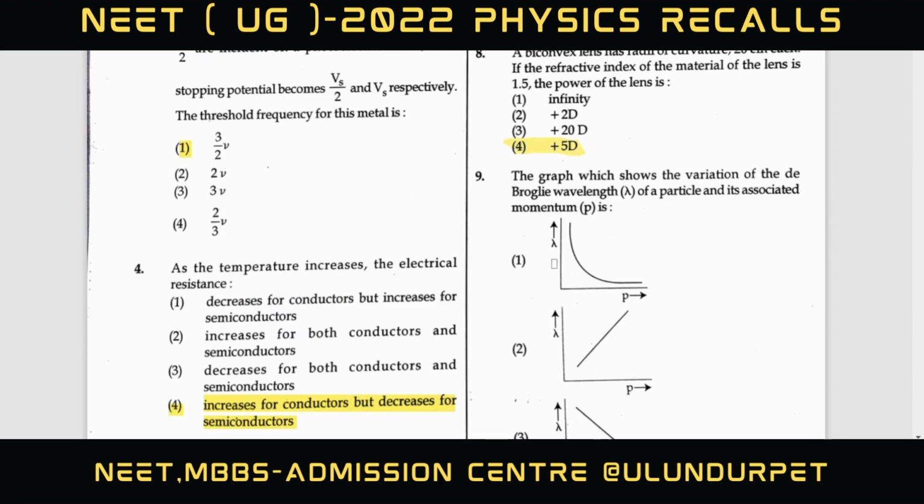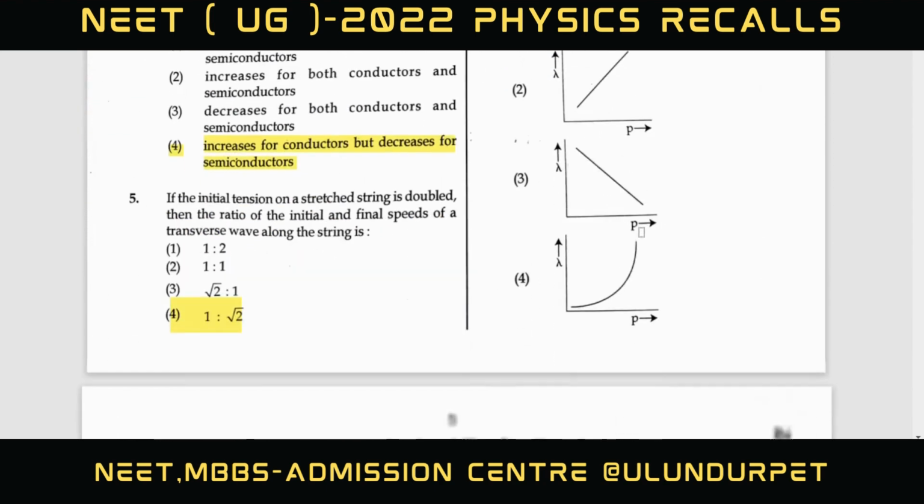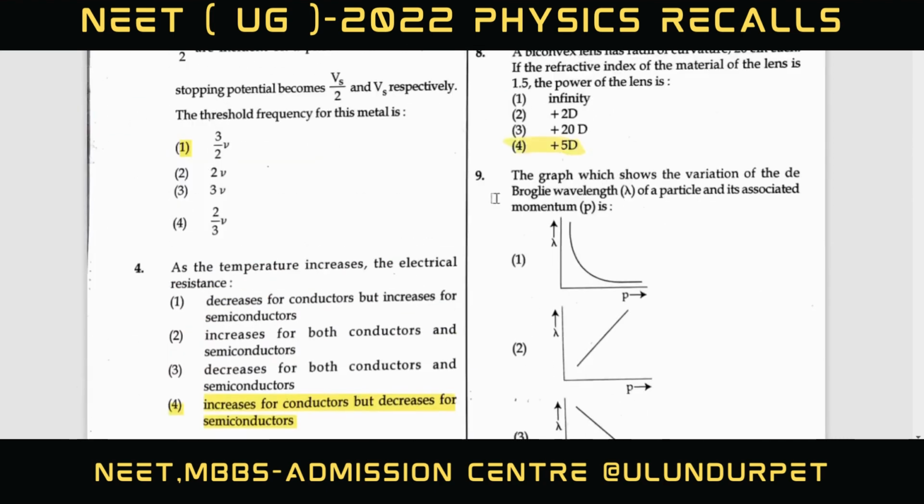Ninth question: the graph which shows the variation of the de Broglie wavelength lambda of the particle with its associated momentum P is. The option is option 1.